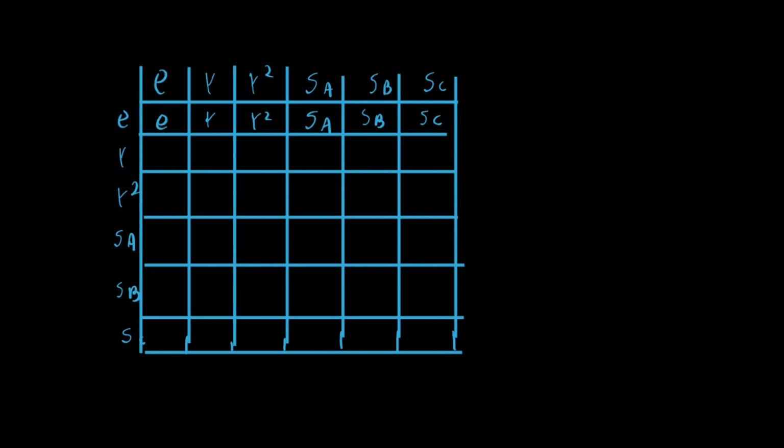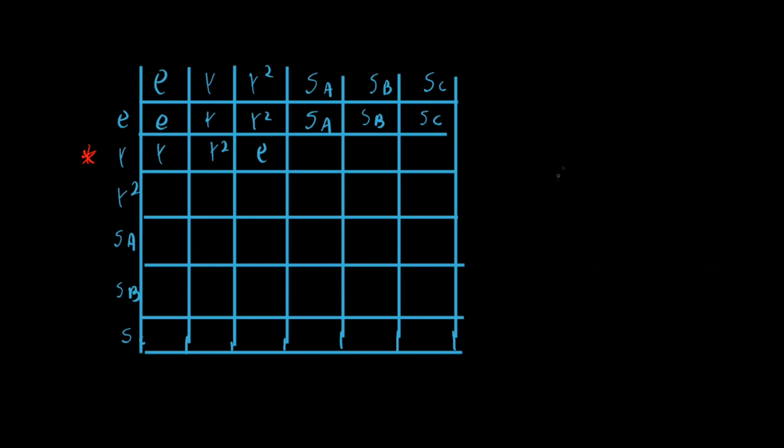Now let's go to the second row. R times E is just R. R times R is R squared, and R times R squared is just E. Remember, we said above that it's a 360 degree rotation, which is just the identity rotation. Now let's consider the more interesting computations, which is R times SA.